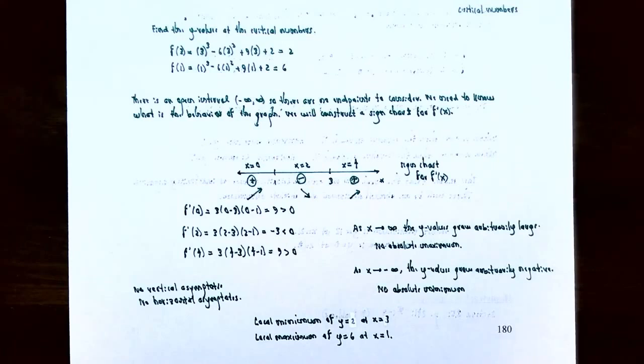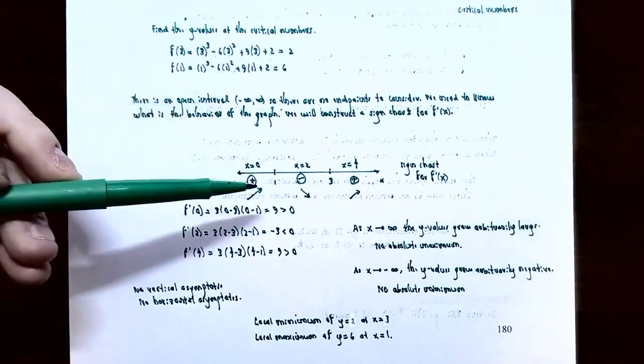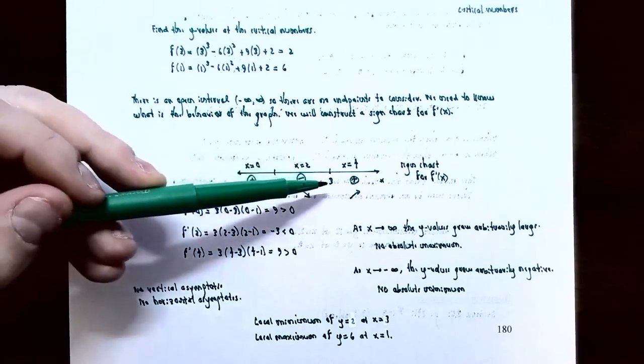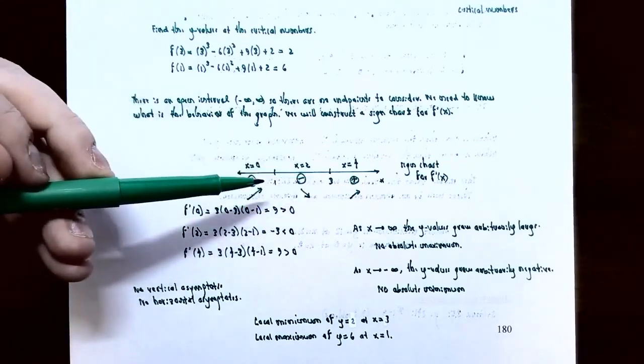So let's construct a sign chart for f prime of x. We know that the sign chart tells us whether the original function is increasing or decreasing on an open interval. Remember, if you want to construct a sign chart, you plot the critical numbers, x equals 1 and x equals 3, and so the critical numbers divide the number line into 3 different pieces.